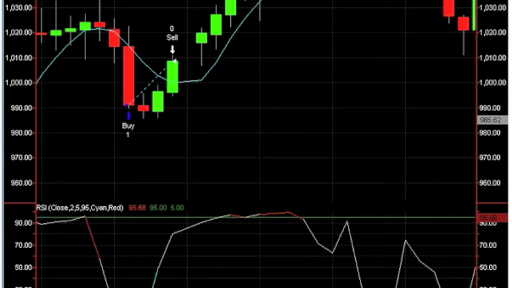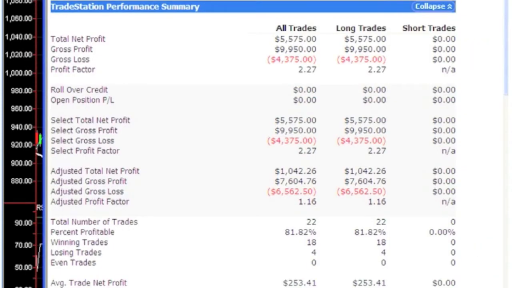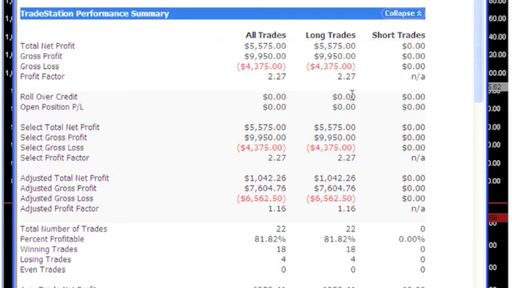So what does this look like on a performance graph? This system here produces that type of equity curve, and it makes money. It makes $250 per trade, no slippage or commissions, 81% win rate, 22 trades. This, of course, was on ES.